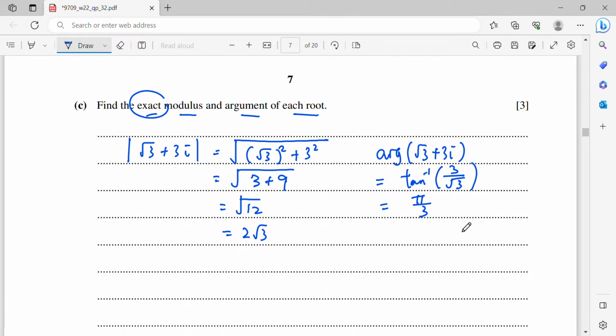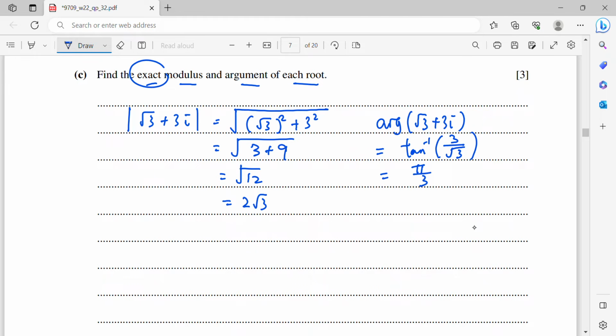Okay, done the first part, and then followed by the second root. The second root is negative square root 3 plus 3i. To get the modulus, use the same formula: bracket negative root 3 squared plus 3 squared. The square of negative root 3 is the same as the square of square root 3, so I will be getting 3 plus 9. This result is the same as previous.